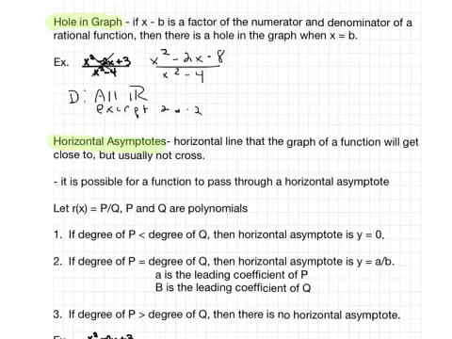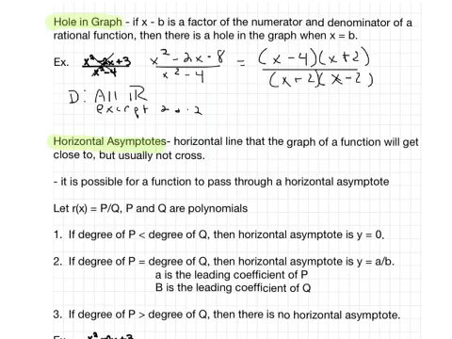So when you initially look at this, you think you're going to have asymptotes at 2 and negative 2. But what happens here when I factor this is I'll get x minus 4, x plus 2, and I have x plus 2, x minus 2 in the denominator. So I can actually reduce this rational expression and get x minus 4 over x minus 2. So when I graph this, it's going to be a little bit different.